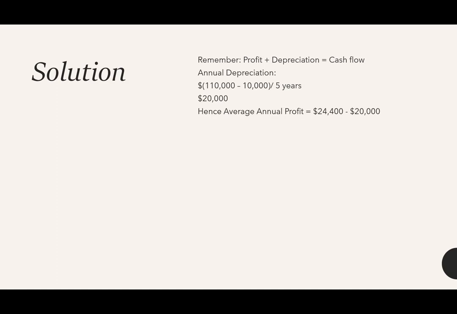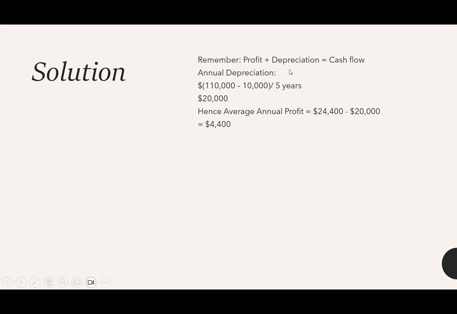Now, once you have got the depreciation figure, if you rearrange this formula, you can get your profit. So the cash flow minus the depreciation will give you your average annual profit. So 24,400 minus 20,000 of the depreciation, you get an average annual profit of 4,400.